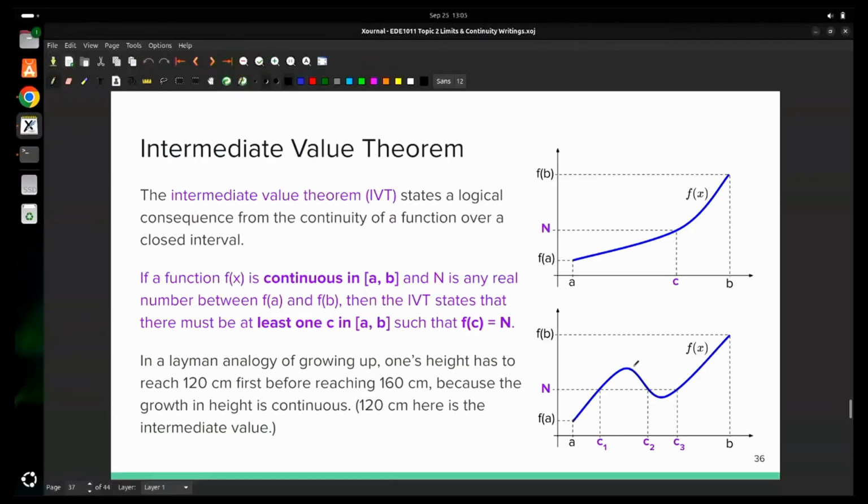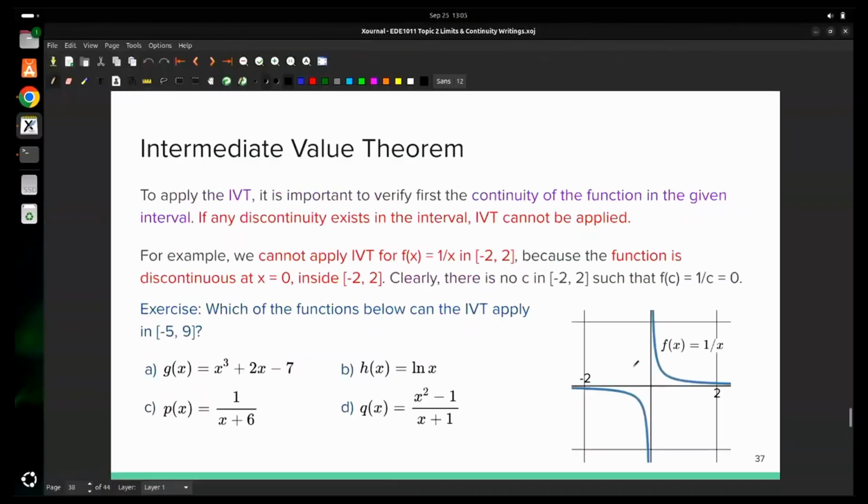Basically, it's a statement of continuity, which means the function must be continuous before you can apply this intermediate value theorem. Later on, we're going to see how we can apply this concept practically. So I stated here that it is very important to first verify the continuity of the function in the given interval. Because if this is not achieved, then you cannot apply IVT. That means you cannot say that you are guaranteed to find some intermediate value. So this must be checked.